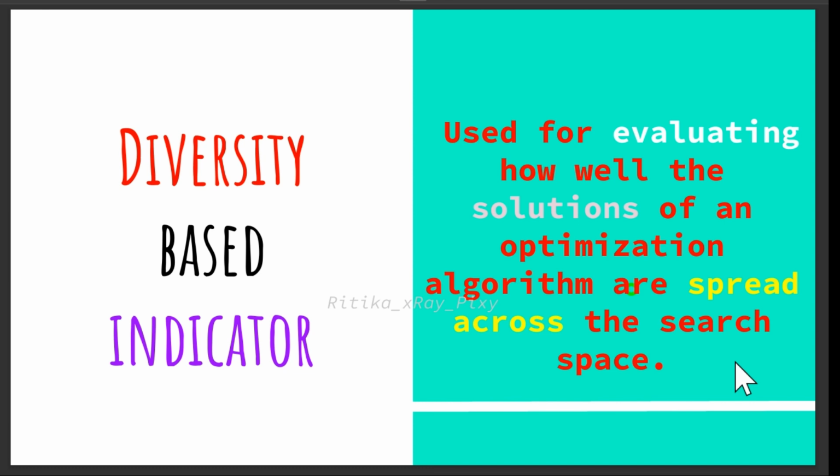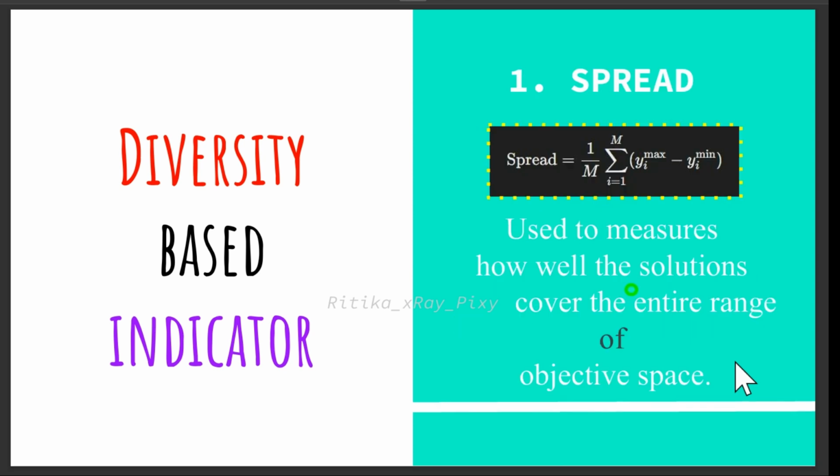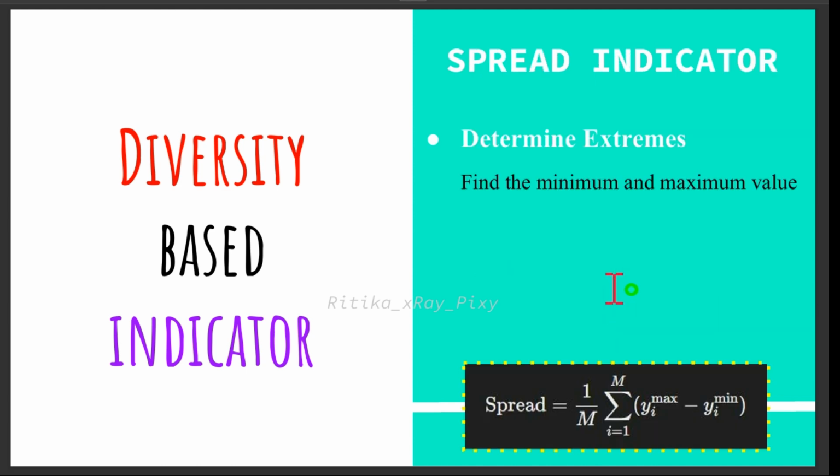First we have spread. Spread measures how well the solution covers the entire range of the objective space. During calculation, we will determine the extremes. We will find the minimum and the maximum value for each objective in the solution set. Second, we will calculate the spread. We calculate the range of each objective, and then we will find the total spread as the sum or the average of these ranges. Using this formula, y max and y min represent the maximum and the minimum value of the objectives across all solutions. M is the number of objectives.